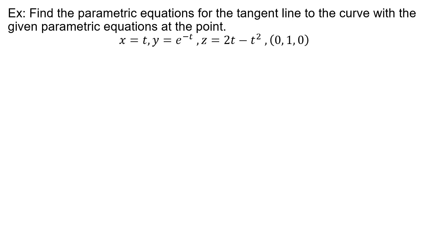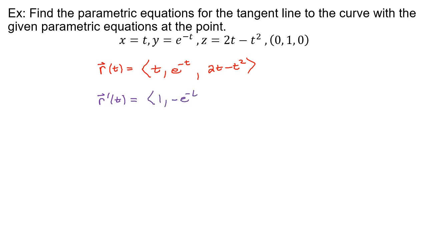Okay, we're going to do basically the same thing just to give you another example of that same sort of topic. I'm going to say that my r equation would have been t e to the negative t and 2t minus t squared. And then I don't need to rewrite anything here. I'm just going to jump in and take my derivative. So my derivative would be 1 minus t, e to the negative t, and 2 minus 2t.